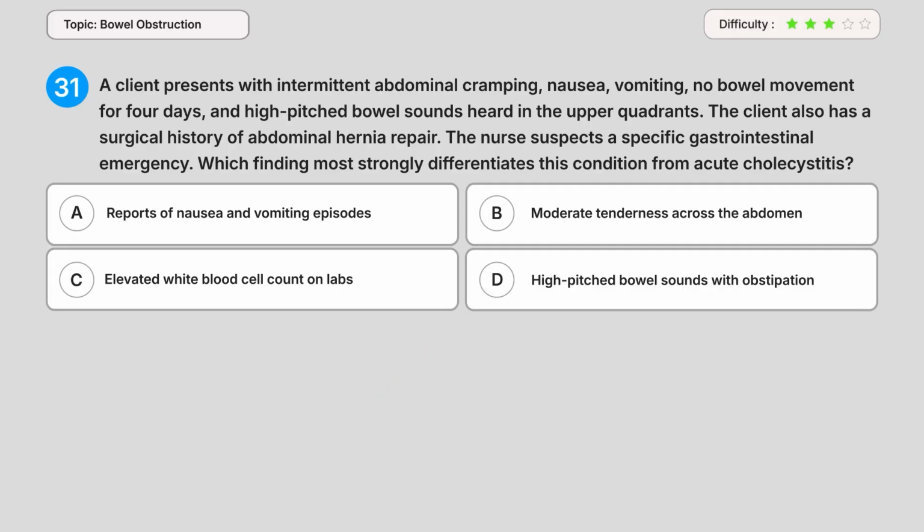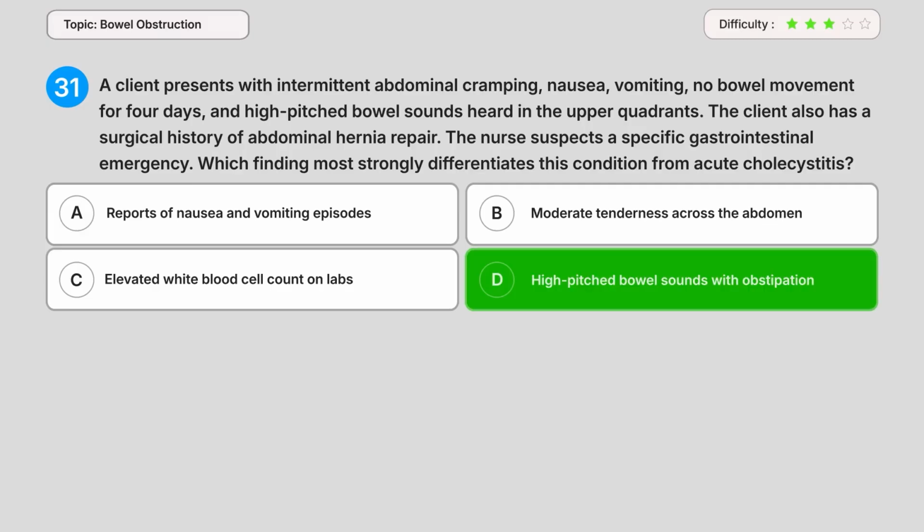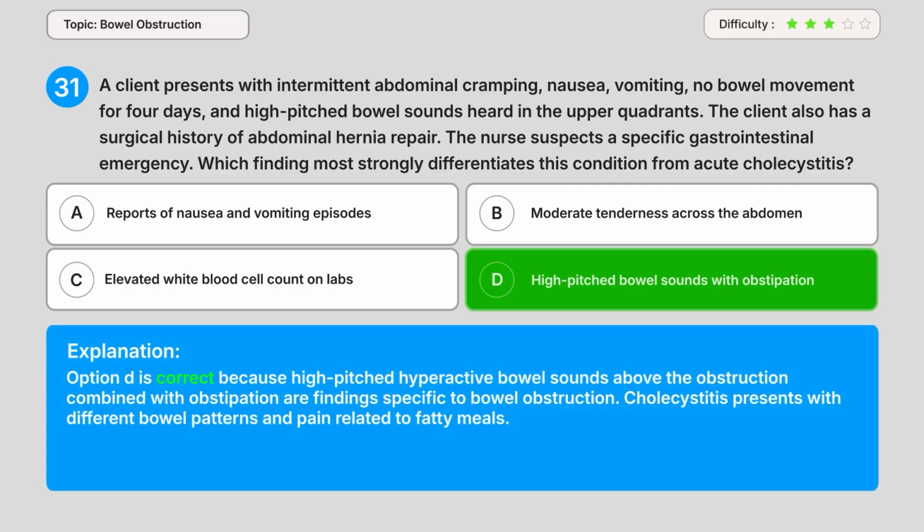Correct answer, D. High-pitched bowel sounds with obstipation. Explanation. Option D is correct because high-pitched hyperactive bowel sounds above the obstruction combined with obstipation are findings specific to bowel obstruction. Cholecystitis presents with different bowel patterns and pain related to fatty meals.